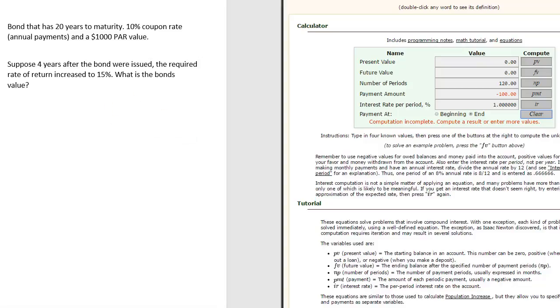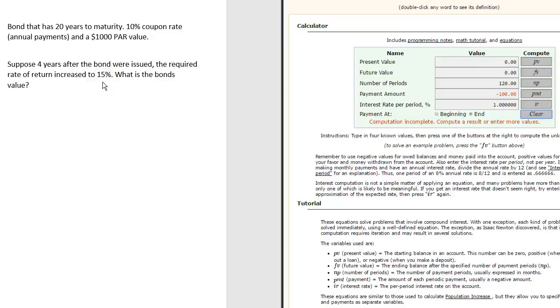Okay, so let's take a look at that bond under the opposite interest rate environment. We've got our old buddy here, the 20-year to maturity. Again, that's going to be stamped right on the bond, 10% coupon rate. Par value is 1,000. But now suppose after 4 years has gone by, rates have increased to 15%. What is the value of the bond?